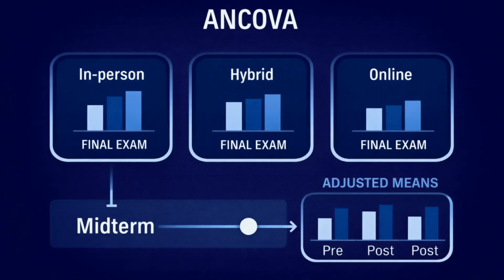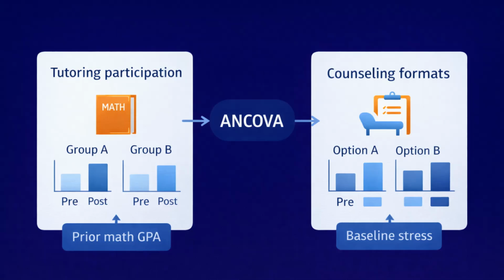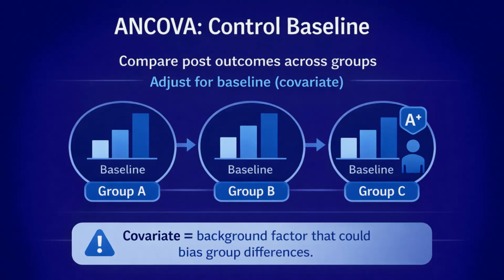A different example could be that in-person, hybrid, and online formats may be compared on final exam scores while controlling for midterm exam scores. Another way to use an ANCOVA could be for tutoring participation groups, which may be compared on end-of-course math achievement, while controlling for prior math GPA. Counseling formats may be compared on post-intervention stress, while controlling for baseline stress. Professional development models may be compared on post-efficacy, while controlling for baseline efficacy. In every case, the covariate represents a background factor that could otherwise make the group comparison misleading.